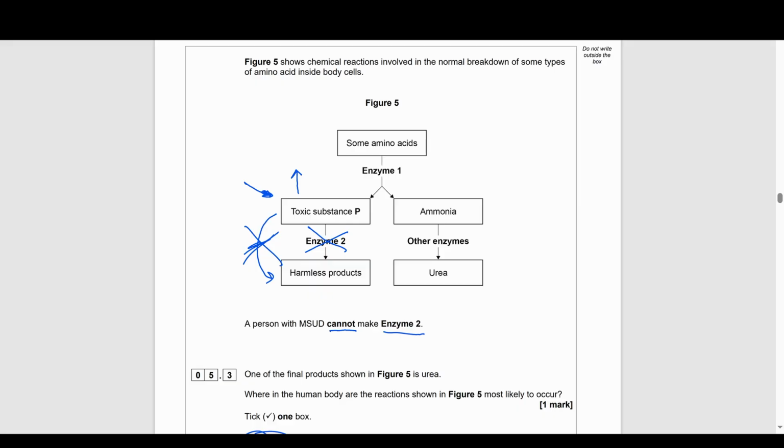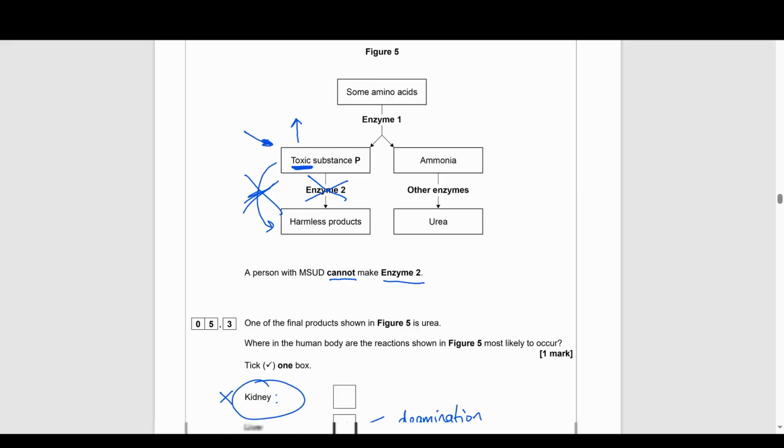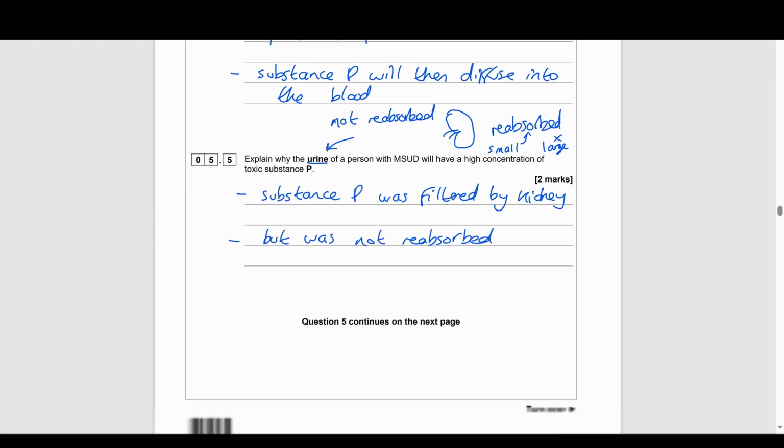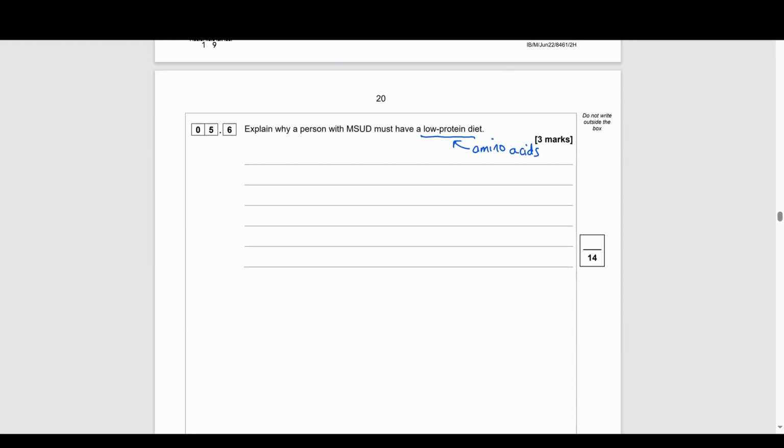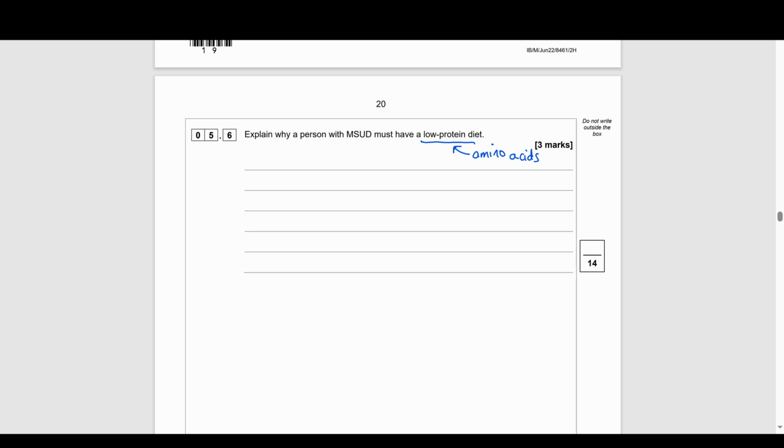And remember, it says toxic. Toxic is damaging. It causes damage to your cells, tissues, and potentially your organs. So that's probably going to be the last point that we want to think about. The whole point of having this low protein diet is to prevent damage to cells and tissues. But we've got to make the link now. What's going to be damaging to the cells and tissues? It's going to be this toxic substance P building up.